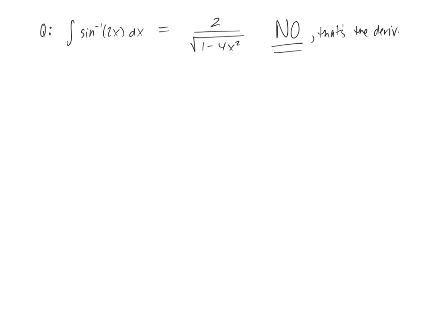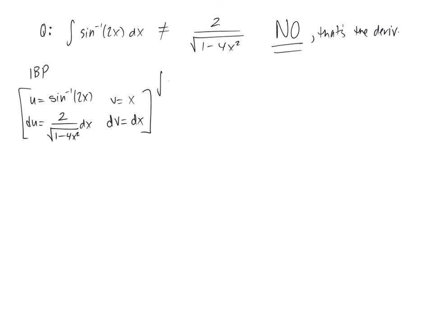So the technique to do this one is integration by parts. You let u equal sine inverse of 2x, and its derivative is that thing that I just wrote down, 2 over root 1 minus 4x squared. Dv is equal to dx, and v is equal to x. So the integral of sine inverse of 2x dx is actually equal to x sine inverse of 2x minus the integral of v du.